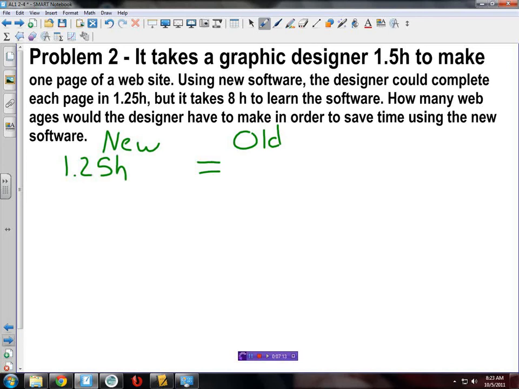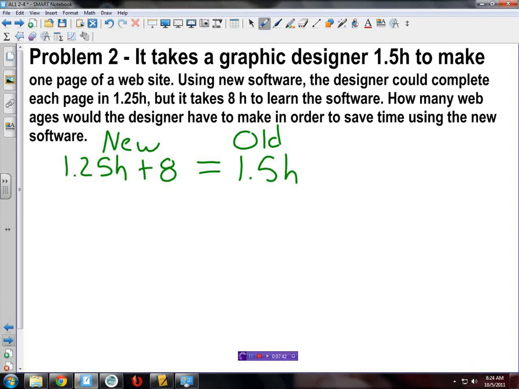What's that, Vlad? And he has to learn it for 8 hours. Okay, so he has that extra education time, right? His old software takes how long to make a web page, Colton? An hour and a half. Does he need to learn how to use the old software? No, he already knows how to use it, right? So there's no pluses in there.